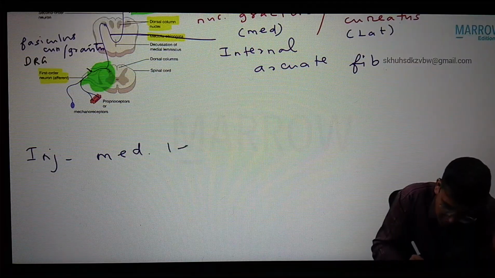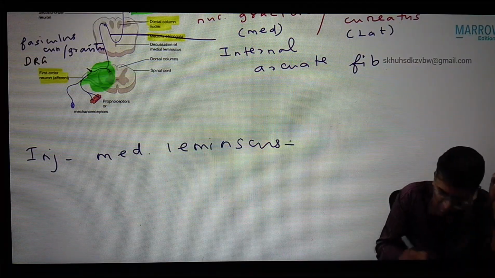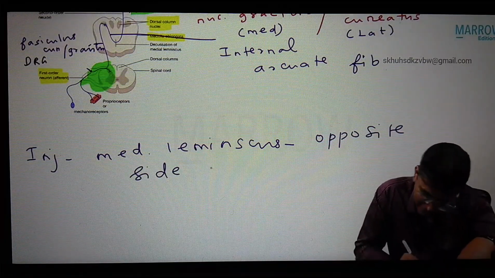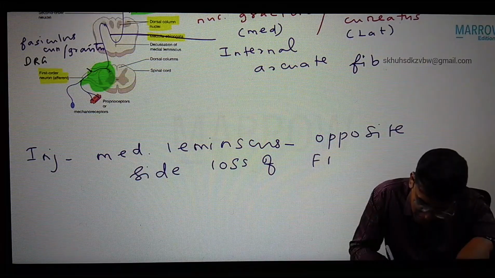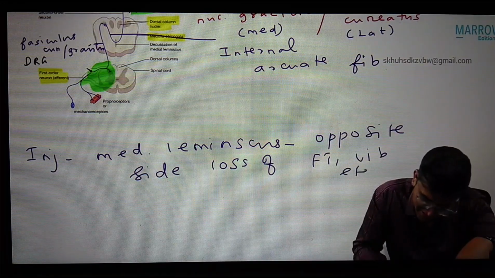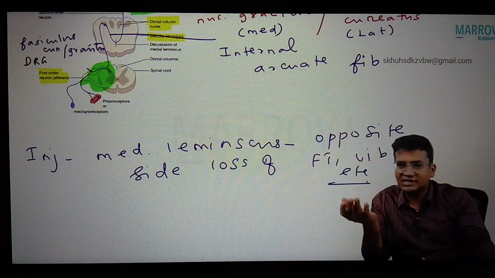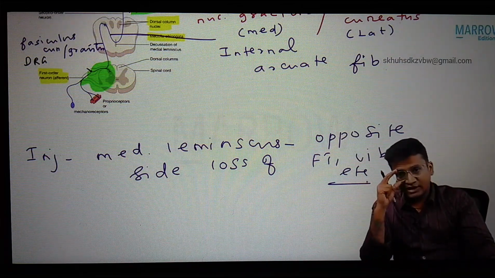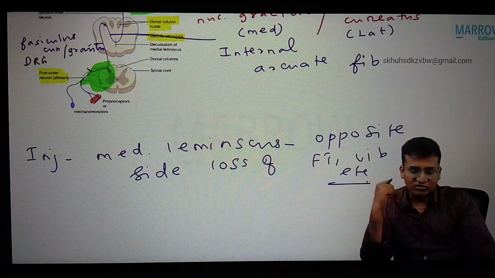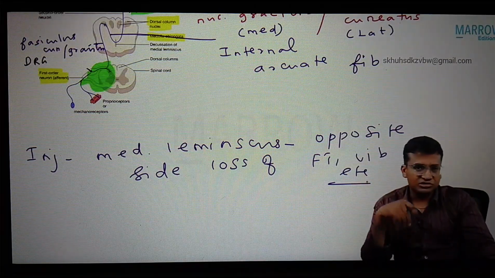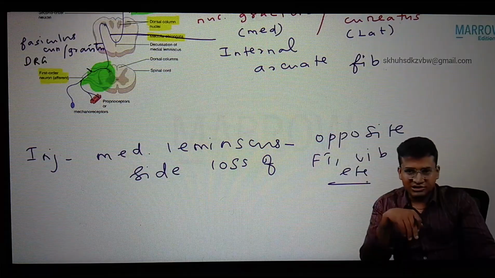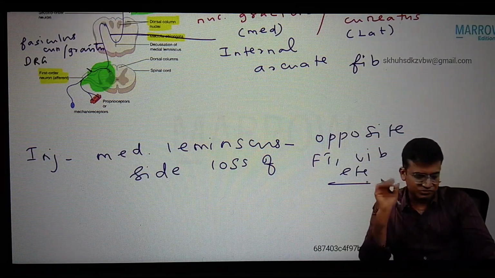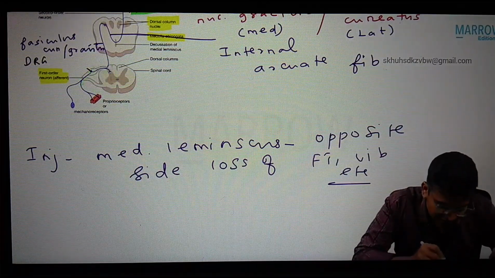Injury to medial lemniscus. So the patient has opposite side loss of fine touch, vibration, etc. You can write any two sensory modalities of the dorsal column tract. Injury to medial lemniscus causes opposite side loss of fine touch, vibration, stereognosis, joint sensation, position sense, accurate touch localization, conscious proprioception. Just write any two. Right. Now next one.